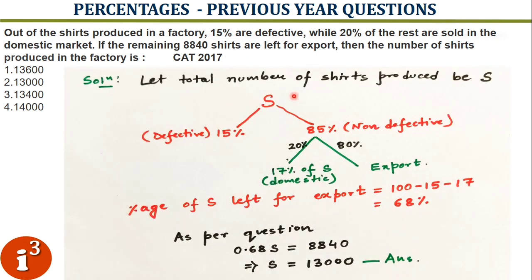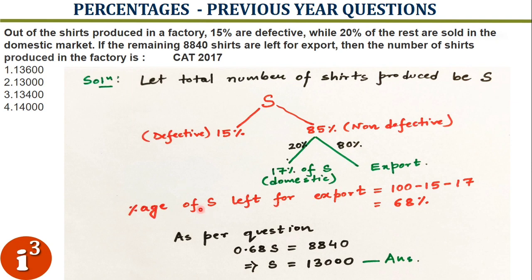Let the total number of shirts produced be S. How many are defective? It's given 15%. So 85% are non-defective. From this 85%, 20% goes for domestic sales. 20% of 85% is 17% of the total S, since 10% of 85 is 8.5. So the rest, 80% of the non-defective, goes for export.